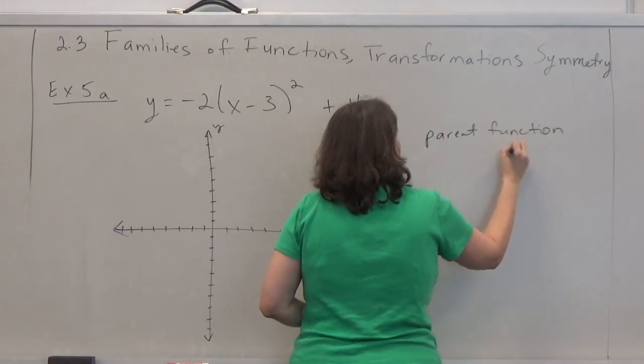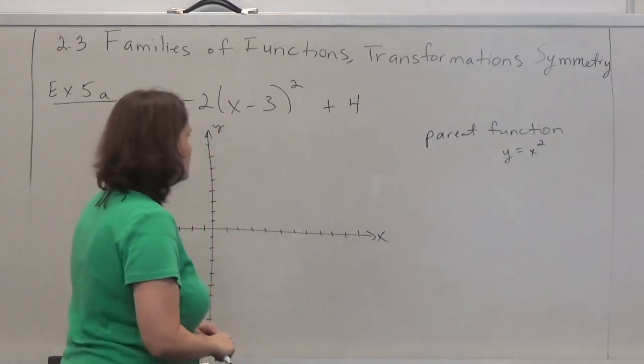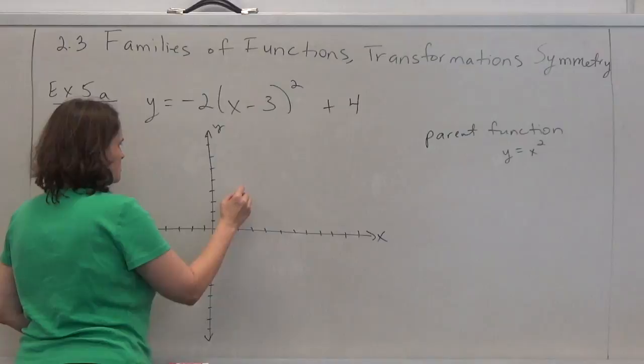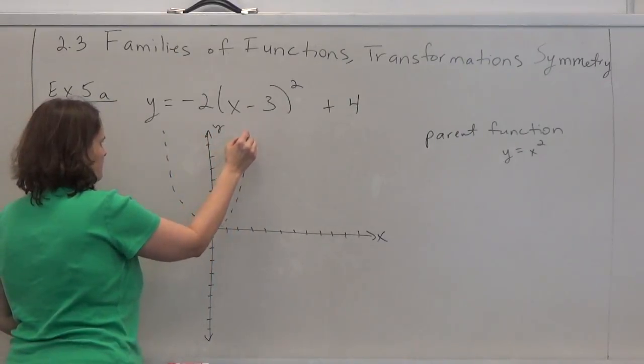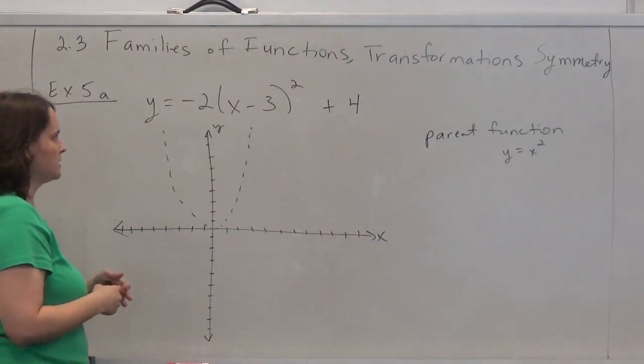Is the y equals x squared graph. And we know what that looks like. It's a parabola centered at the origin. So I'm going to use a dotted line to draw it in. Okay. So that's our starting point.